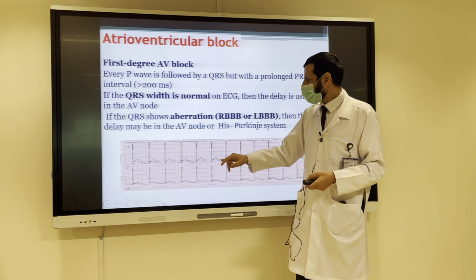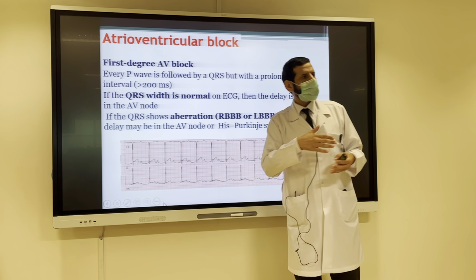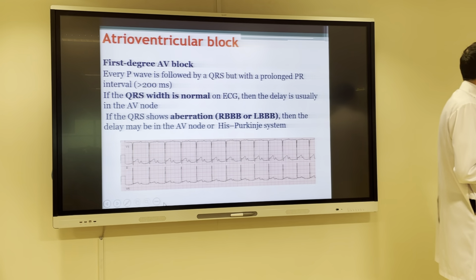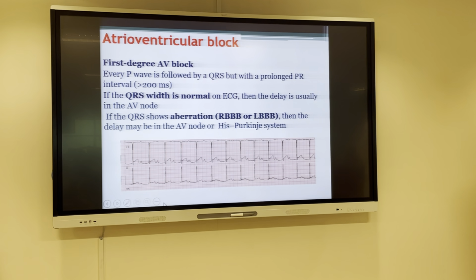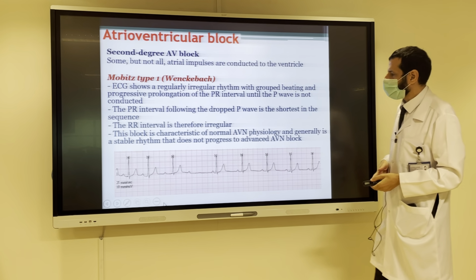Very, very rarely, if this is very long, like more than 400 milliseconds, they may have heart failure symptoms because there is no coordination between atrial and ventricular activity. But this is rare. Most of the time we just observe it, there is no need to do anything. This is called first degree AV block.